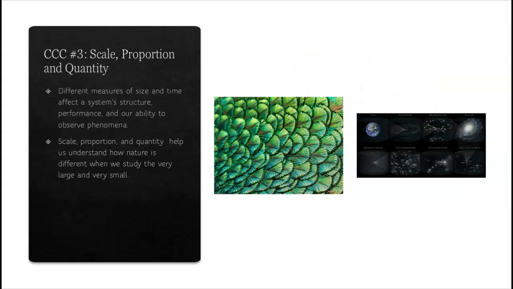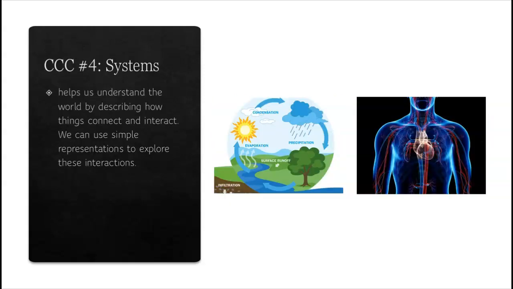The third cross-cutting concept is scale, proportion, and quantity. So this is different ways to look at the same object. We might look at it up close, like looking at a feather up close is going to look different than if we looked at a feather further away. This smaller picture is the different scales of the universe. So our Earth, and then our solar system, and our local group, and our galaxy, going from really small to very large. And this is how we understand nature differently based upon how we are looking at the different parts of it.